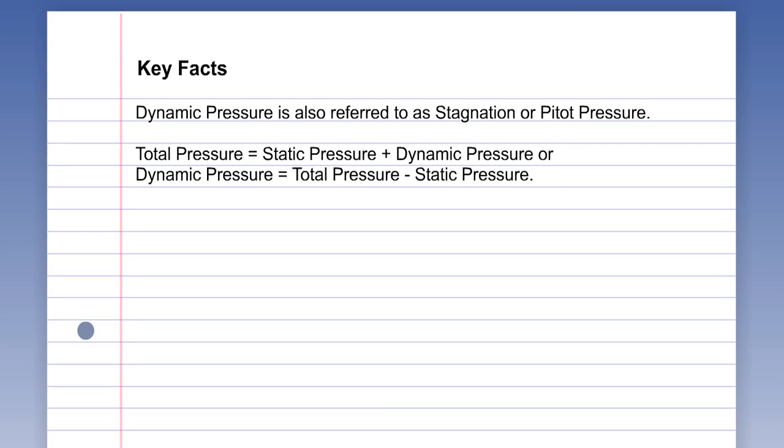It is well worth remembering a few key facts about dynamic pressure. A pilot needs to know how much dynamic pressure is being generated, but it cannot be measured on its own, as static pressure is always present. In this context, the sum of the two pressures is known as total pressure. Other terms for total pressure are stagnation, or more usually, pitot pressure. The equation total pressure equals static pressure plus dynamic pressure can be rearranged to show that dynamic pressure equals total pressure minus static pressure.